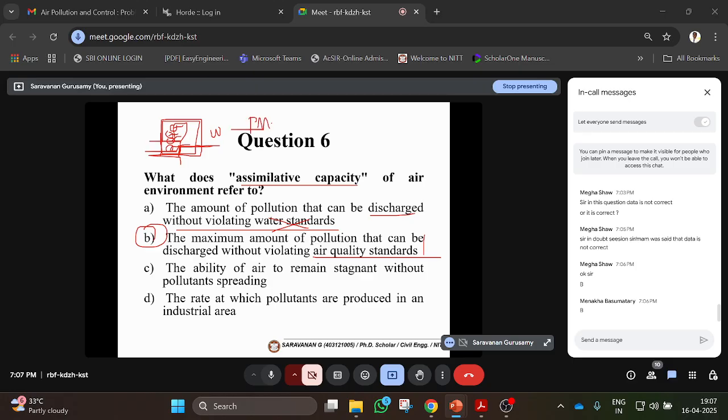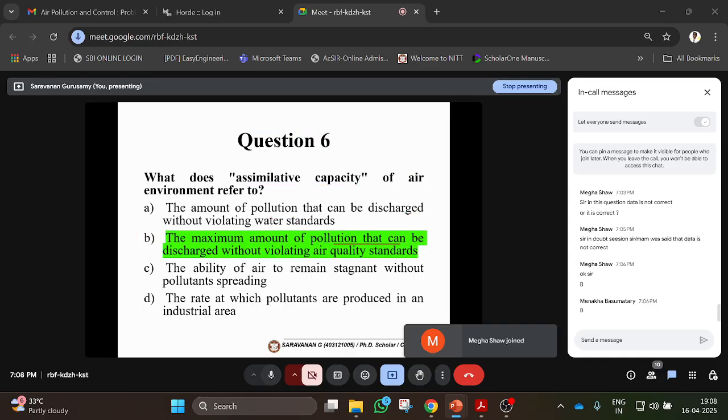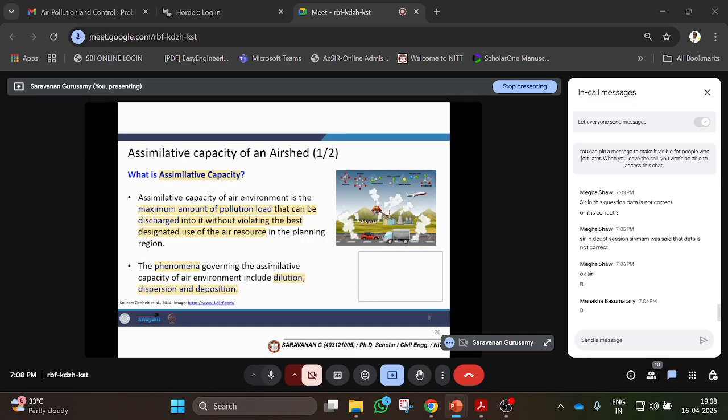Still my PM is 10 microgram per meter cube. But my standard allows me to pollute up to 20 microgram per meter cube. So I can give approval to the industry, right? You got it? So I can also get 12 or 13 microgram per meter cube, and still my air quality is within the limit of 20. That is the standard. So assimilative capacity is the maximum amount of pollution that can be discharged without violating the air quality standards. Not only the industries, but vehicular emission, methane emission from the cattle, household emissions, and volcanic emissions if it is a volcanic prone zone. All of that needs to be discussed.